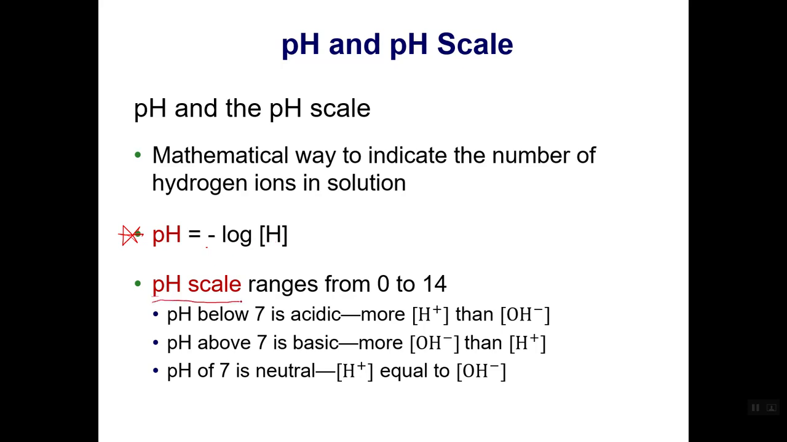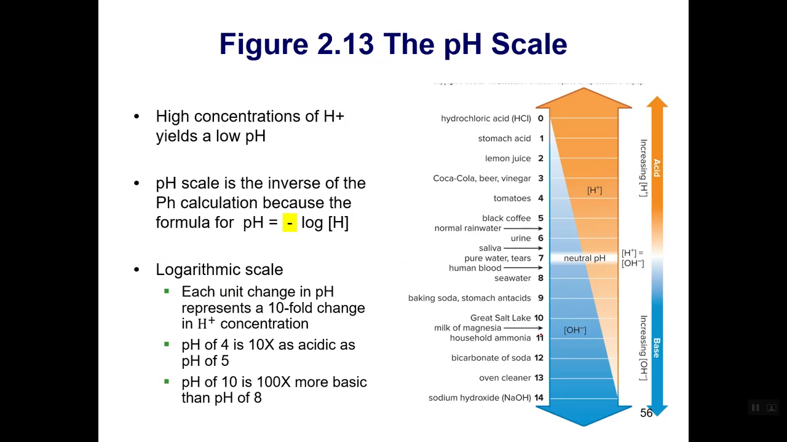Now, the pH scale ranges from 0 to 14, where 7 is neutral, and therefore there are just as many hydrogens as there are hydroxides, like water. If it's below 7, it is acidic, meaning more hydrogens than hydroxides. And oppositely, if it's basic, it will be above 7, and that will mean that there are more hydroxides than hydrogens. So let's look at this pH scale here. You can see it runs 0 to 14, 7's in the middle.